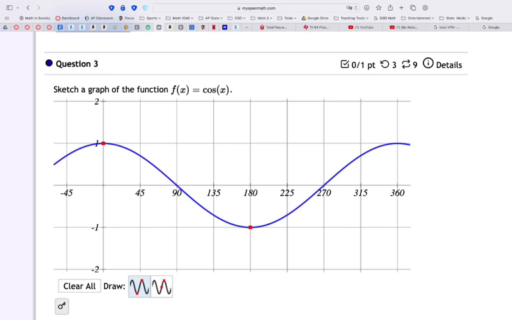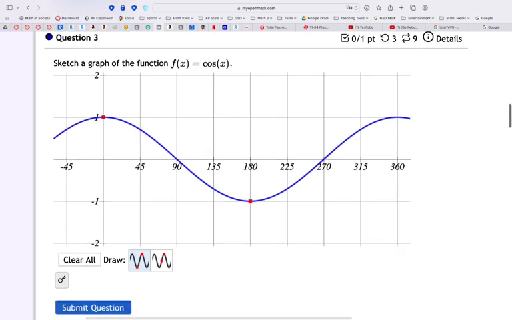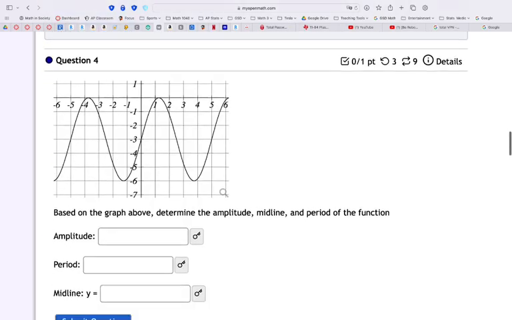Then it becomes 0 at 90 degrees. Then it goes to -1 at 180 degrees, back to 0 at 270 degrees, and then goes up to the highest point, the amplitude, 1, at 360 degrees. Okay.